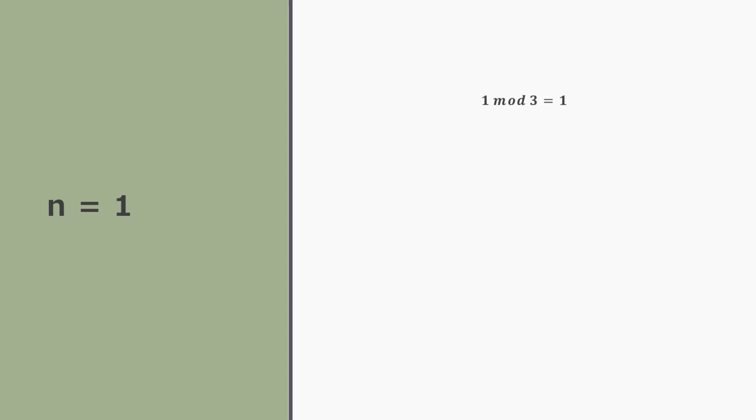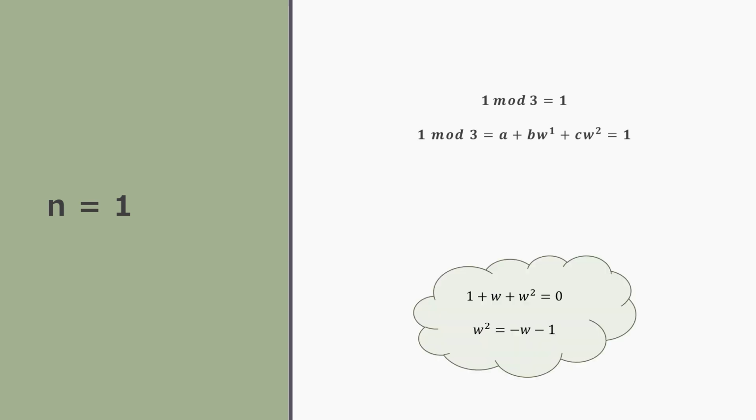Now let's do the same for when n is 1. When n is 1, we have 1 mod 3 equals 1. That is true. So let's plug 1 into the equation, and we have a plus b times w plus c times w squared. Well, w squared, that's weird. Pay no mind, because we have this lovely equation we're given. We can just move things around to find that w squared equals negative w minus 1.